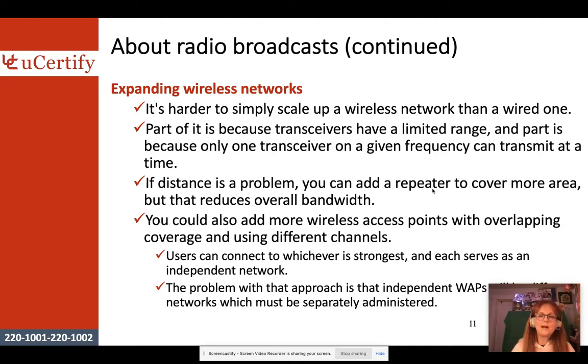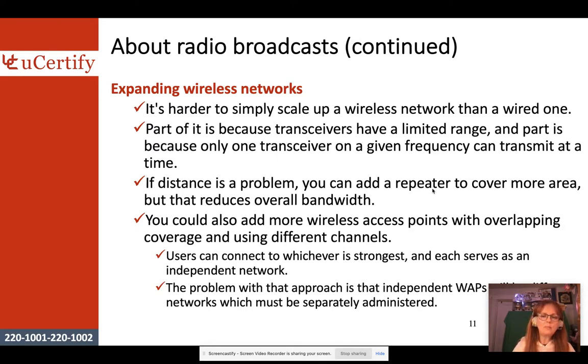You can also add more wireless access points with overlapping coverage. This is called a mesh network. You can actually buy mesh setups, and I have one in my house. It's the Google Mesh, but there's also Orbi and a couple of other ones, and they work really well. What happens then is that your users will connect to whichever is the strongest access point, and the access points connect to each other. There's one main one, and that main one is the one that runs the network. And then there are other ones. They're like extenders, but they do not cut the bandwidth down.